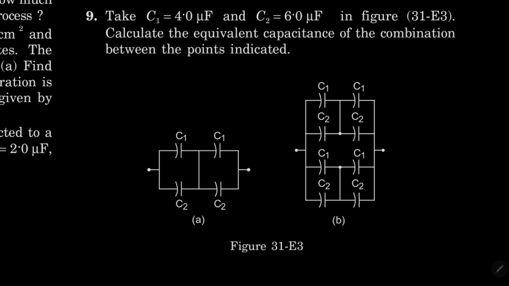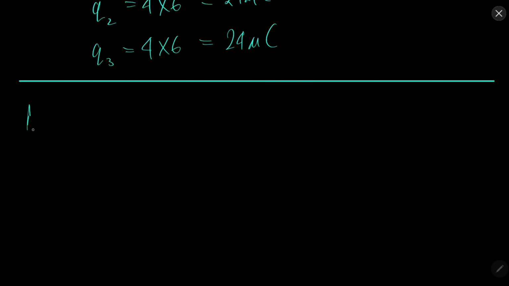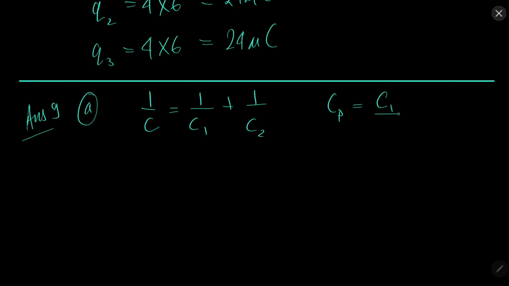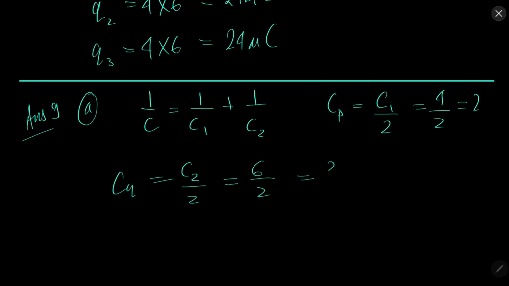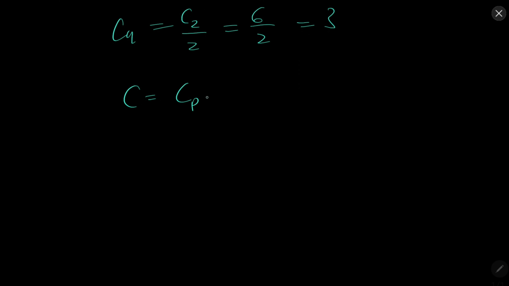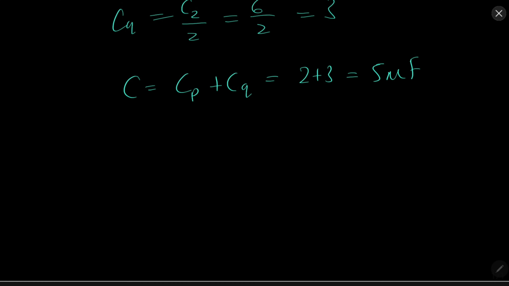In question 9, we need to calculate equivalent capacitance of the combinations. Solution 9, first one. So 1 by C will be 1 by C1 plus 1 by C2. So here Cp will be C1 by 2, 4 by 2, 2 microfarad. Then Cq, C2 by 2, 6 by 2, 3 microfarad. So C equal to Cp plus Cq, 2 plus 3, that is 5 microfarad.